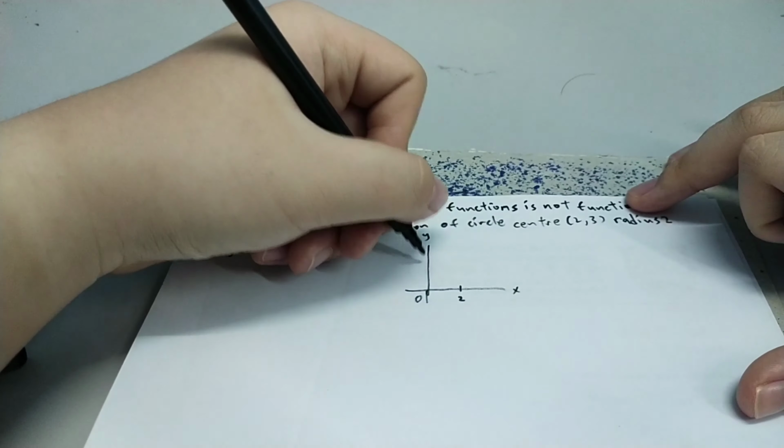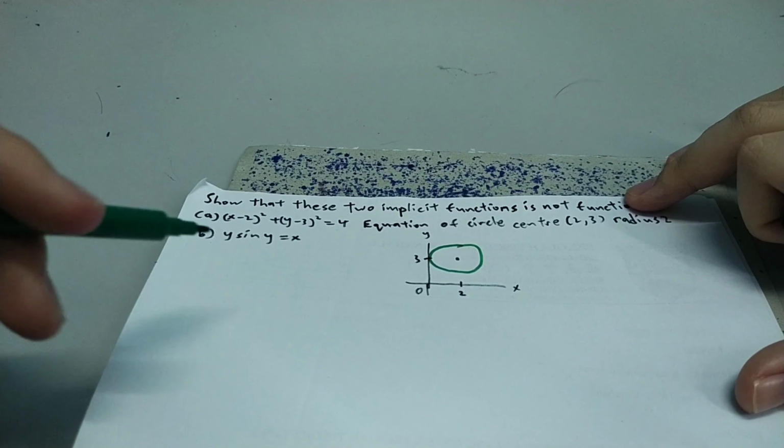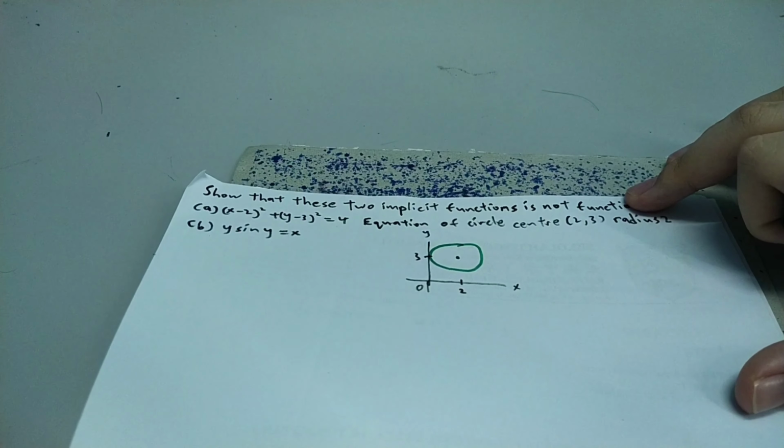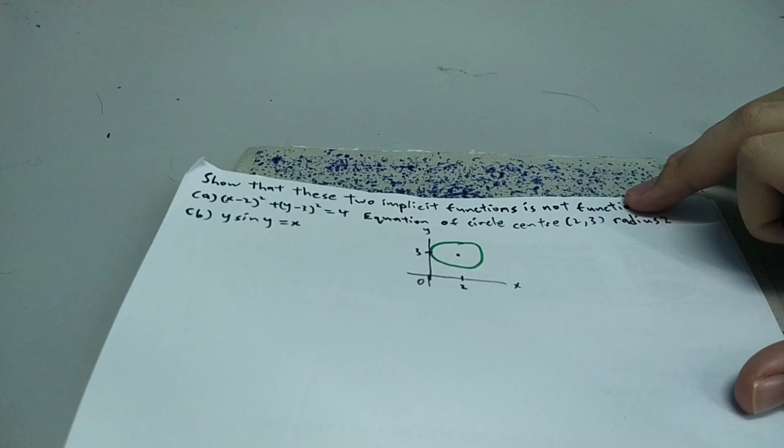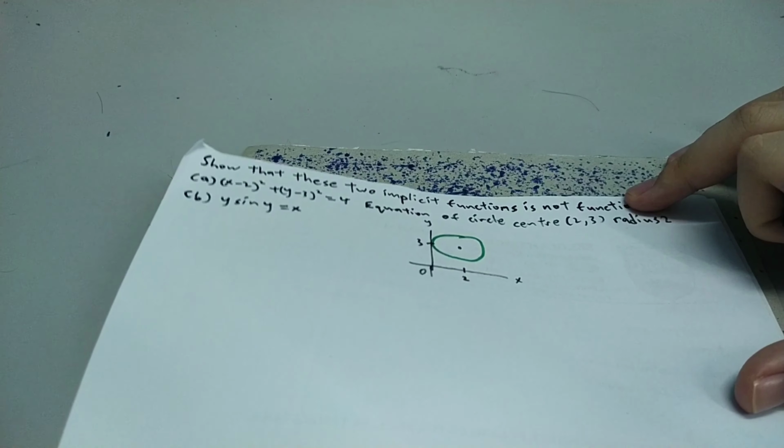And we know that when we have a graph like this, we can straight away conclude that this graph is not a function by the vertical line test. Yes, by the vertical line test, this is not a function. So we can straight away conclude that implicit function a is not a function.